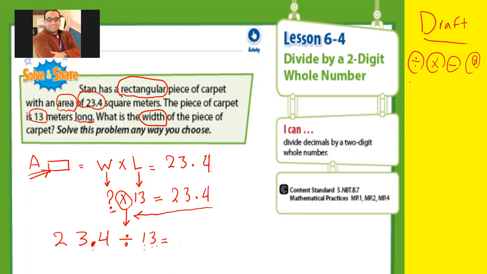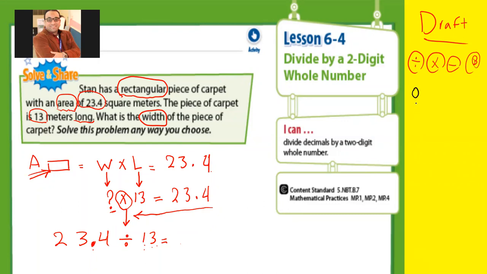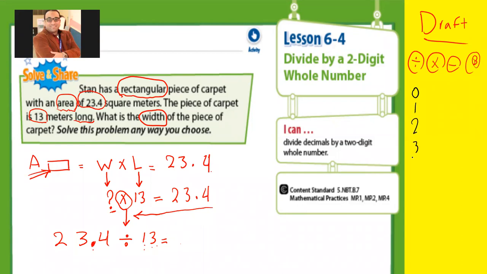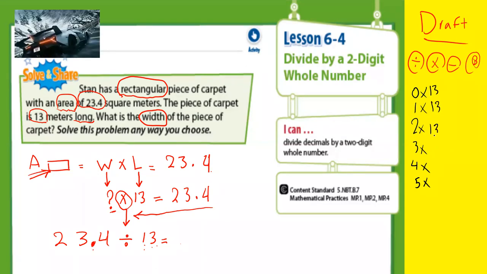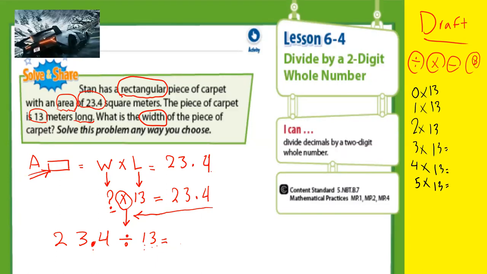The draft always starts with the divisor. The divisor here equals what? Equals 13. Very good. So I will write 0, 1, 2, 3, 4, 5. Multiply by what, Adam? By 13. 0 multiply 13 equals 0. 1 multiply 13 equals 13.